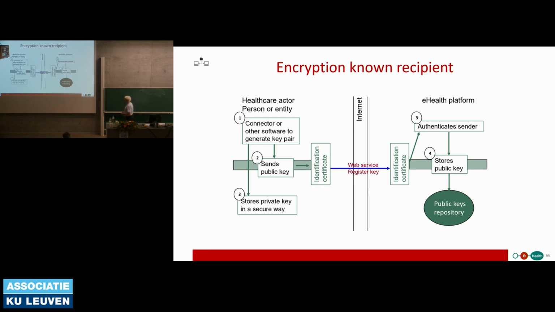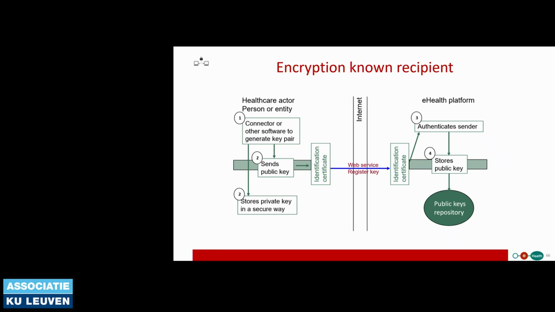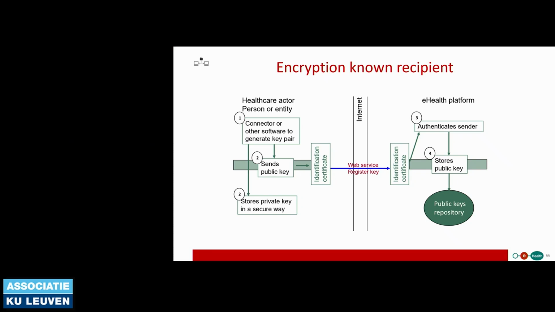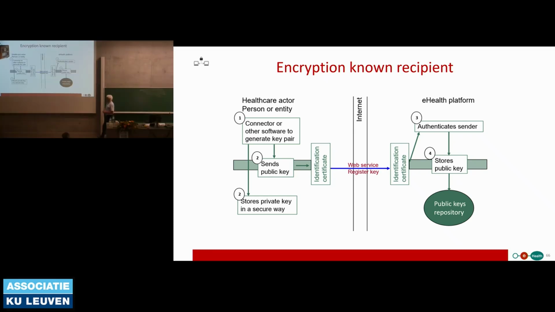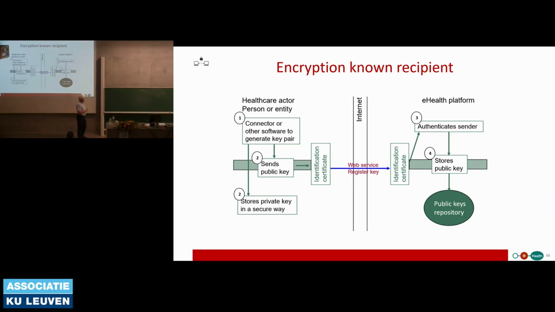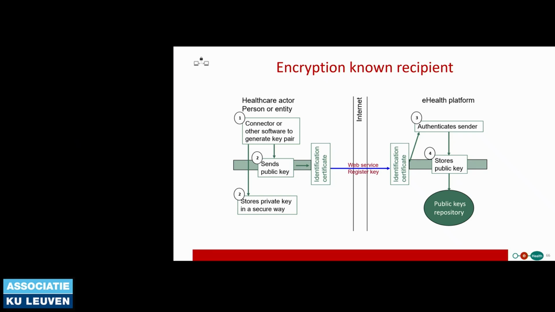The first is based on asymmetric encryption. I told you that every healthcare provider has a key pair. That can be used for authentication, and that can be used for encryption. It's even two key pairs, but okay, it's the same system. So there is a generation of the key pair. The public key is stored in a public key repository. The private key is stored in a secure way on the level of the software of the healthcare provider.